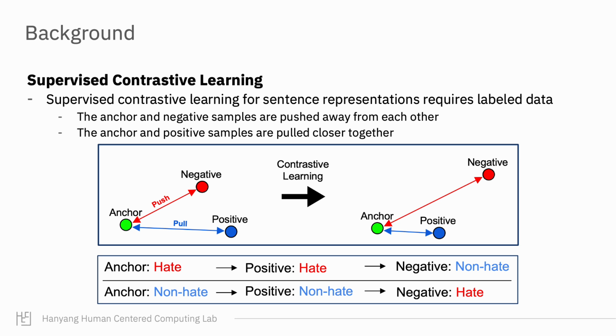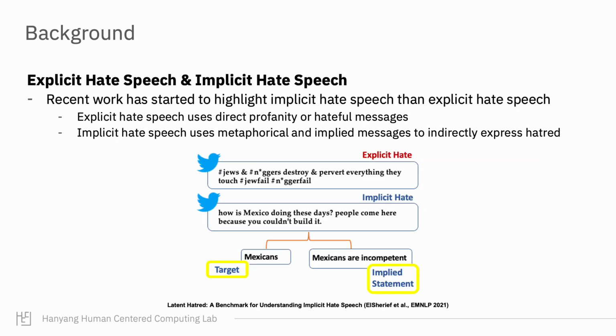We leverage supervised contrastive learning to improve sentence representations by using labeled data to distinguish between similar and dissimilar text samples. The domain of this study is hate speech, and in this field, recent work has started to highlight implicit hate speech over explicit hate speech. The two concepts have the following characteristics. Explicit hate speech uses direct profanity or hateful messages. Implicit hate speech uses metaphorical and implied messages to indirectly express hatred.